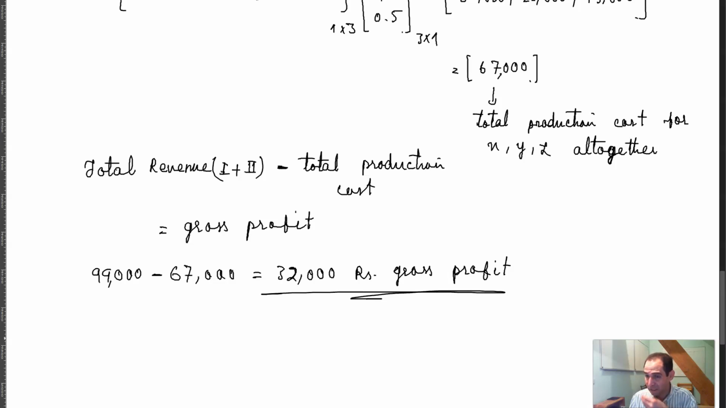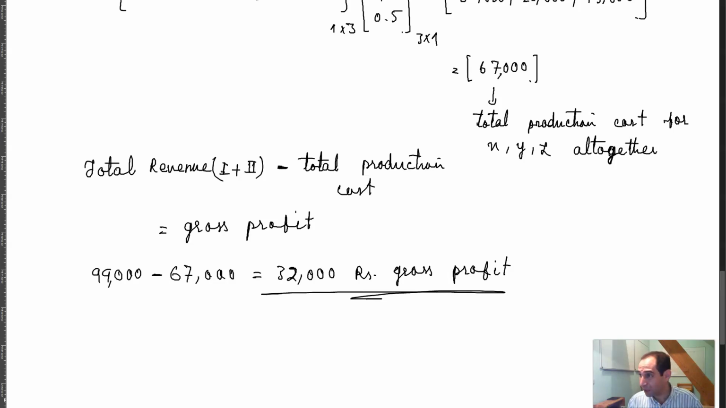which has been given separately as 15,000 and 17,000. 15,000 and 17,000 is 32,000, which is basically the same number. They have calculated that separately for the two markets and then put them together. So that was question number 10.